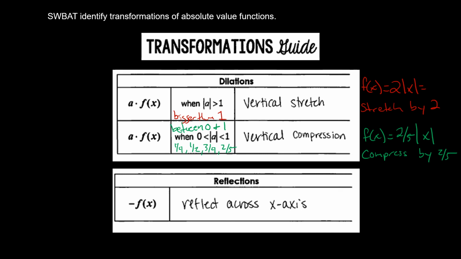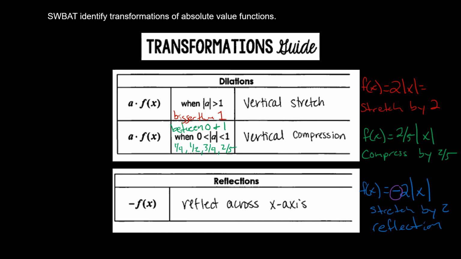All right, and for our last one, guys, if we see a negative leading our absolute value, if it's right in front of the absolute value, this will cause a reflection. So an example of that would be f of x equals negative, let's say, 2 absolute value of x. So you would say we've got a stretch by 2, but it's also a reflection. And why is it a reflection? Because we have this negative here.